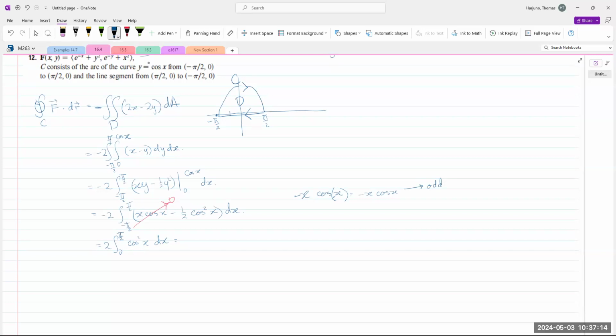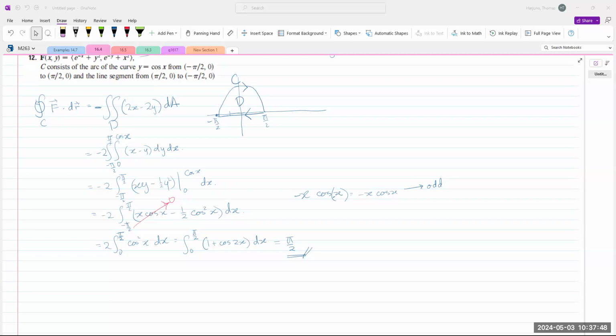This is equal to the integral from 0 to pi over 2 of 1 plus cosine 2x dx. This will be pi over 2. Okay, that's for number 12. Let's do number 18.